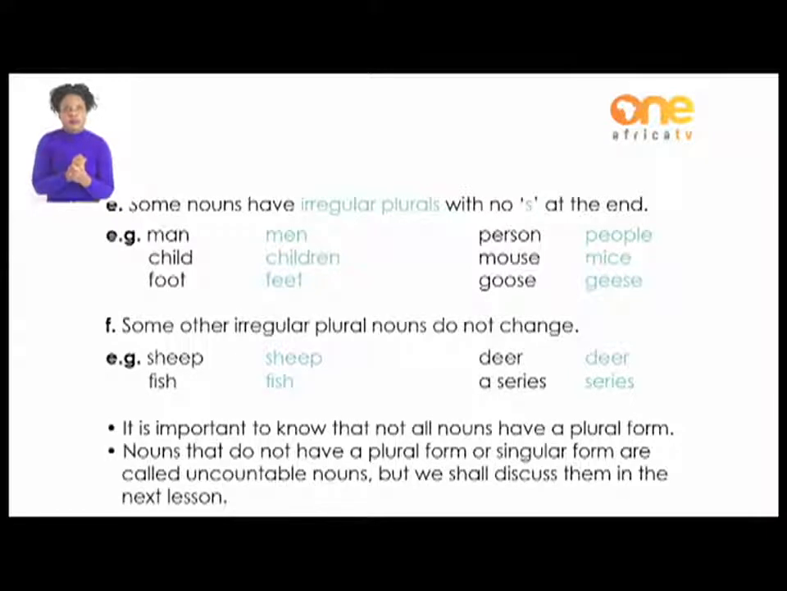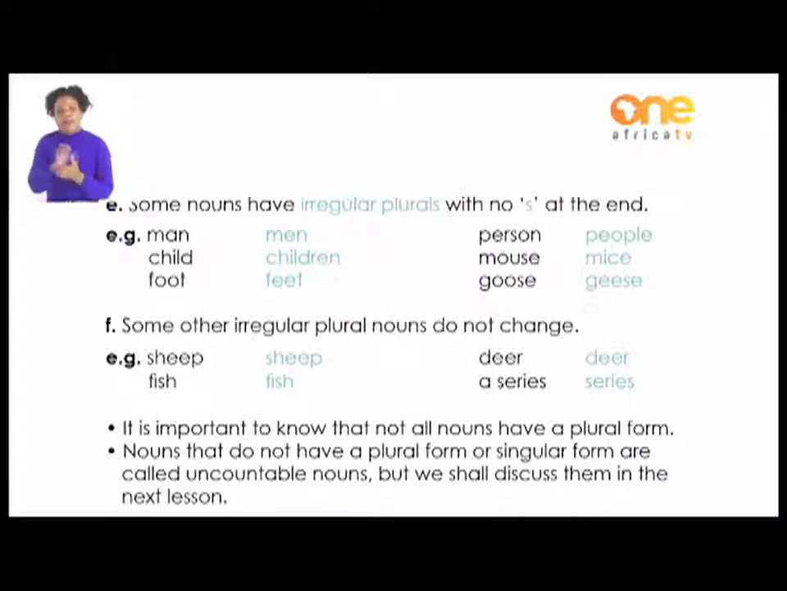Some nouns have irregular plurals with no S at the end. Man becomes men with an E. Child, children. Foot, feet. One person, two people. Mouse, mice. One goose, 5 geese.